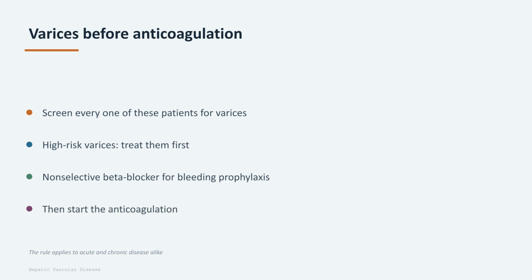Think about why. You're about to thin the blood of a patient who has high-pressure collateral veins sitting in the esophagus. Doing that blind is how a manageable clot becomes a catastrophic bleed. Screen first, protect, then anticoagulate.